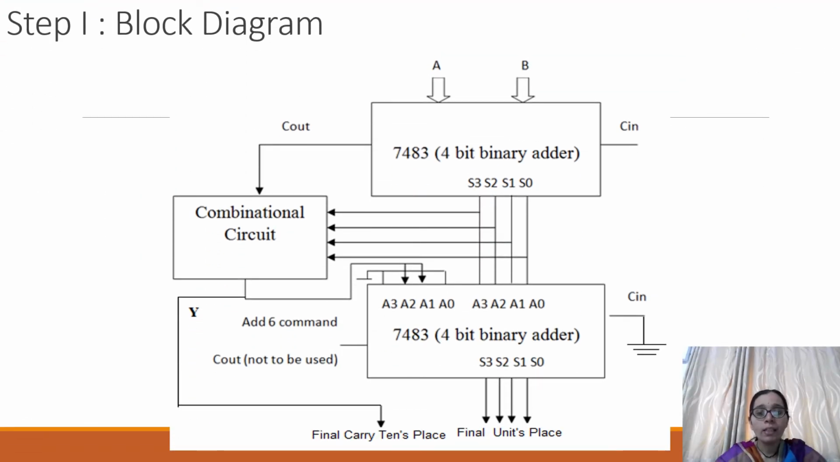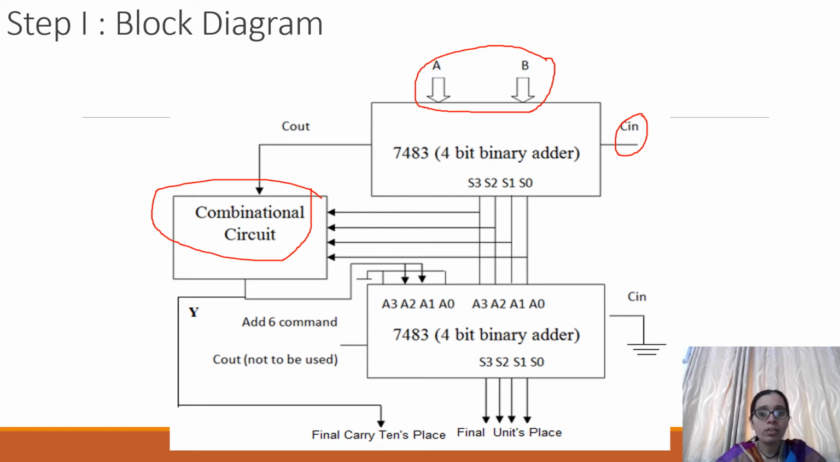So as we have seen in the previous slide, what are the steps that are required? The first step is the block diagram. This is the block diagram of the BCD adder using the 7483. As I have mentioned, A and B will be added initially with Cin. If this A and B are added and their result is invalid, then a combinational circuit will be used to check whether to add 6 or not.